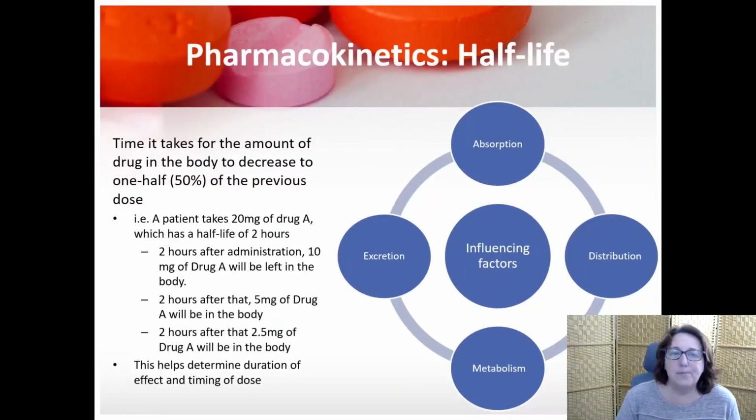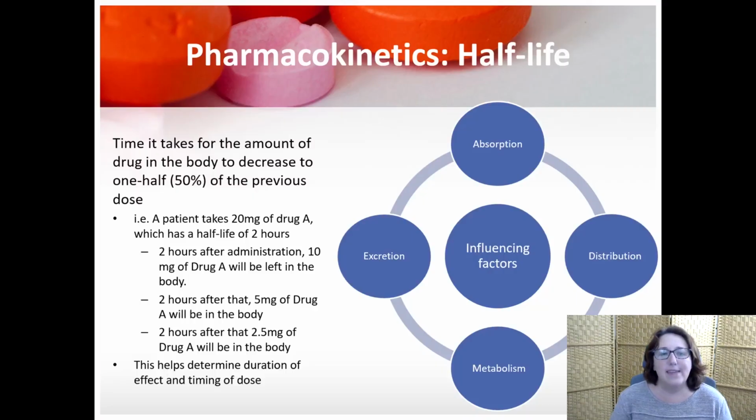Another key term or concept of pharmacokinetics is half-life. Half-life is the time it takes for the amount of drug in the body to decrease to 1/2 or 50% of the previous dose. An example of this is that if a patient takes 20 milligrams of a drug and the half-life is 2 hours, that means 2 hours after administration, there'll be 10 milligrams of the drug left in the body. 2 hours after that, there'll be 5 milligrams left. 2 hours after that, there'll be 2.5 milligrams left.